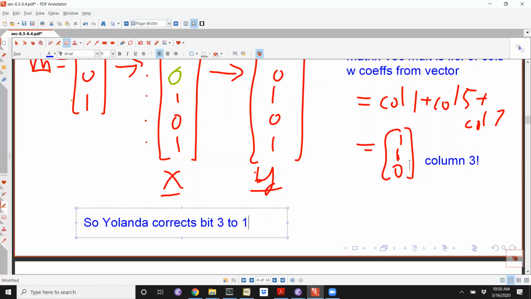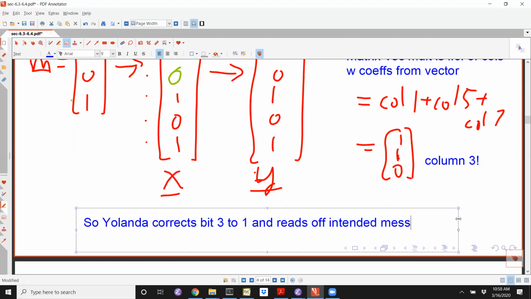And this tells you that because you just read this as column 3, Yolanda will now, because it's the binary digits of 3 upside down, correct bit 3 to a 1. Once this is corrected, she can just read off the intended message.